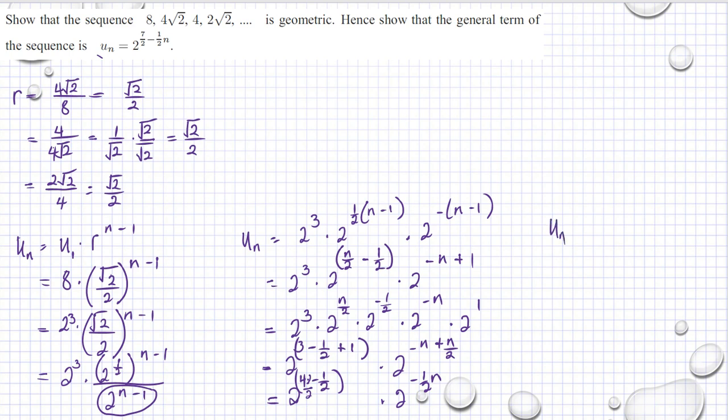So that's it now. u sub n is equal to 2 raised to 7/2 multiplied by 2 raised to negative 1/2 n, or 2 raised to 7/2 minus 1/2 n. Then we've shown that the general term is 2 raised to 7 divided by 2 subtracted by 1/2 n.